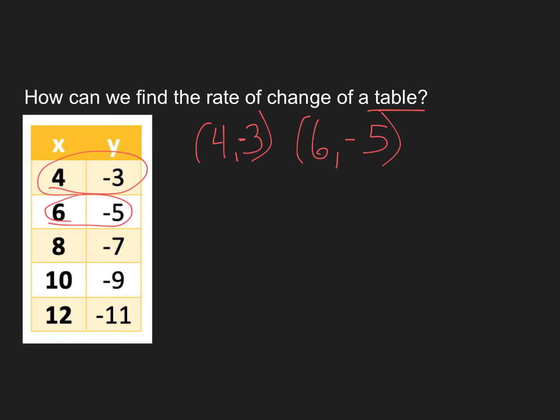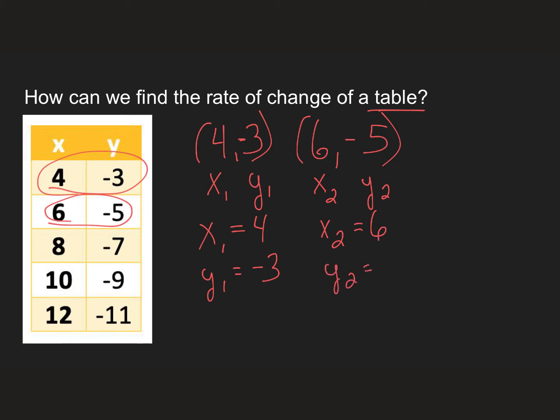So in that case, this is x1. -3 is y1. That's just your first point. And then over here we have x2 and y2. So x1 is 4, y1 is -3. x2 is 6, y2 is -5.